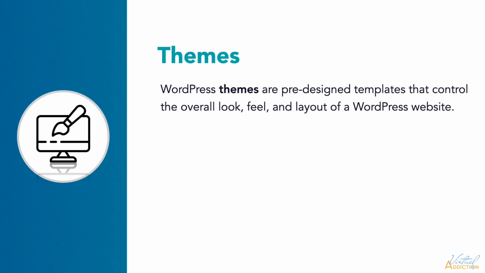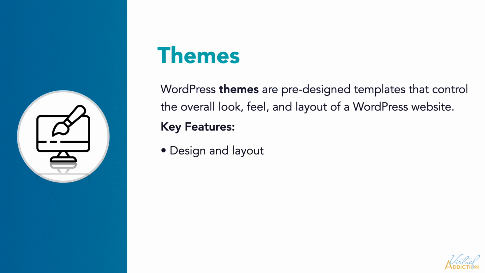The next element of WordPress are themes. Themes are pre-designed templates that control the overall look, feel, and layout of a WordPress website. They define how content, posts, pages, widgets, etc., are displayed and styled on the front end, making it easy to customize the design without needing extensive coding knowledge.